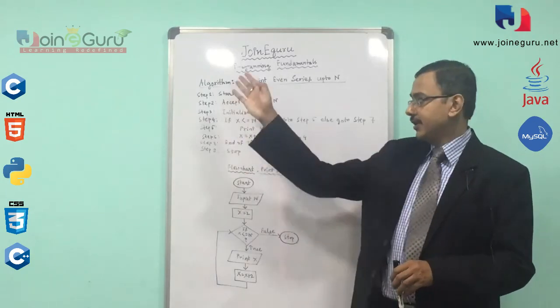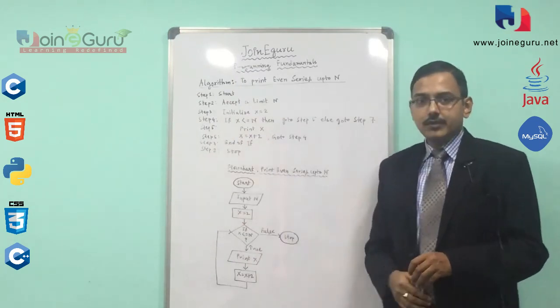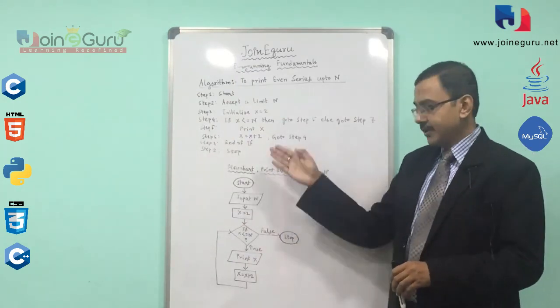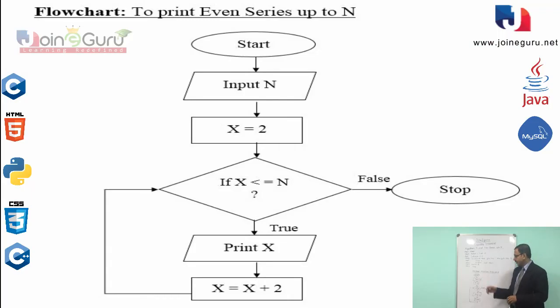So this is our entire algorithmic situation, and regarding this algorithm, if we draw the flowchart, we get this diagram. Here we start the processing, and after starting, we take the input to the variable n and initialize the variable x by 2, and it is checked whether the value of x is less than or equal to n.